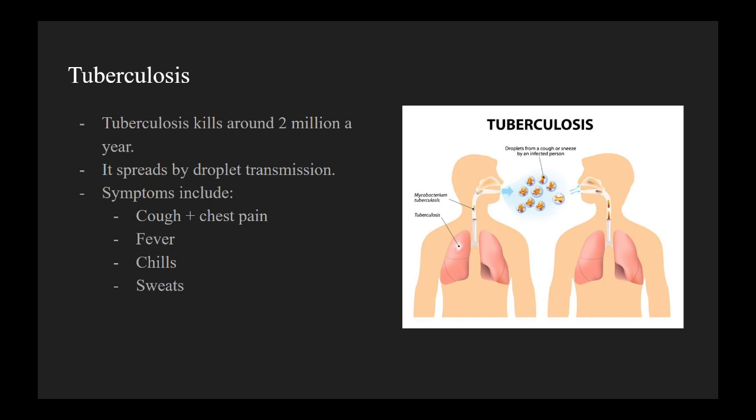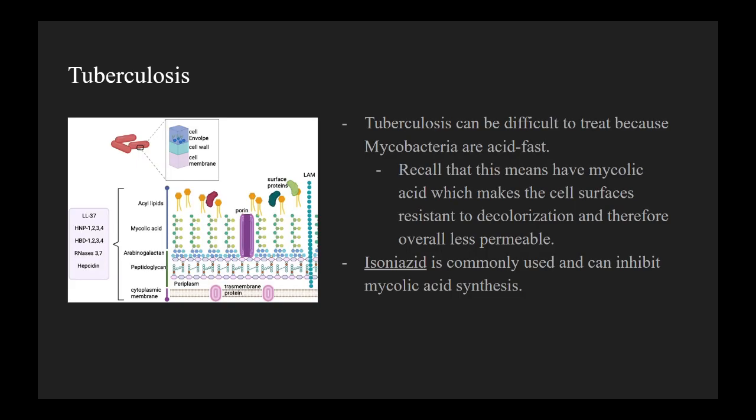So TB kills around 2 million people a year, so a pretty significant disease. Like I said, it spreads by droplet transmission, usually through sneezing, and then it gets sucked in through the lungs. Symptoms include cough, chest pain, fever, chills, sweats, all the standard stuff. And we mentioned that M. tuberculosis is part of the Mycobacterium genus, this group of organisms.